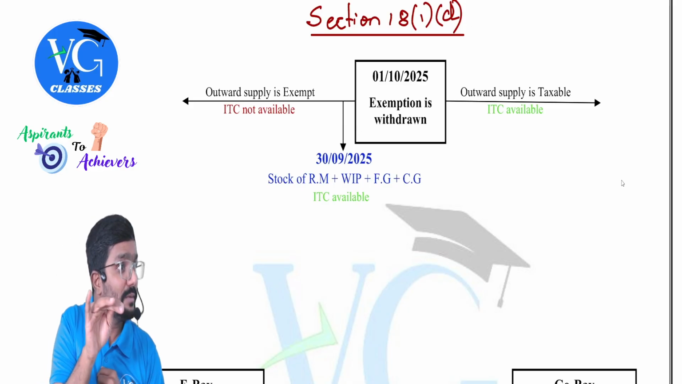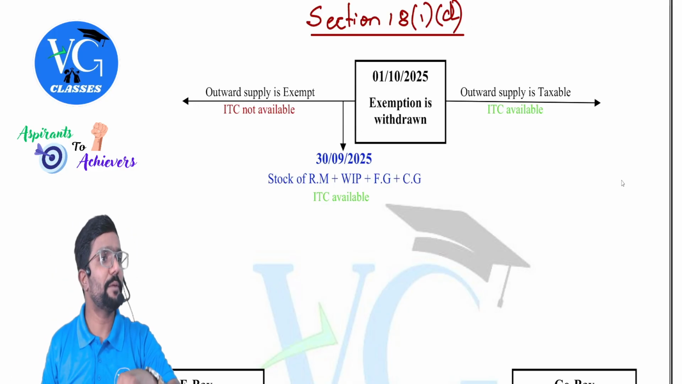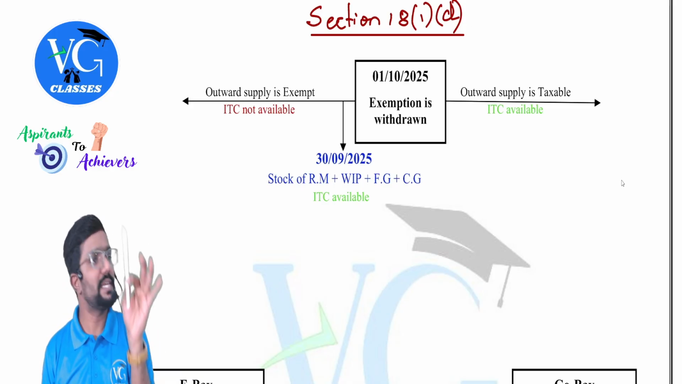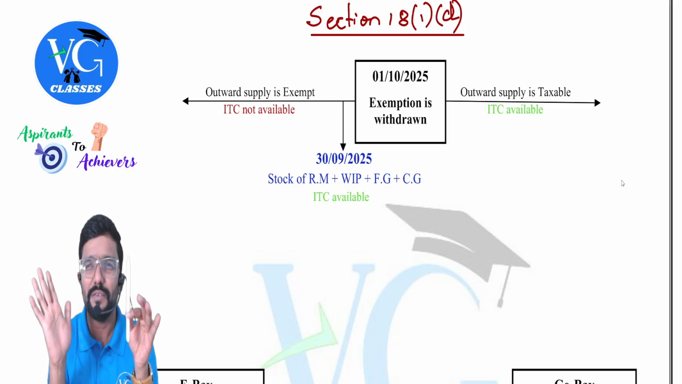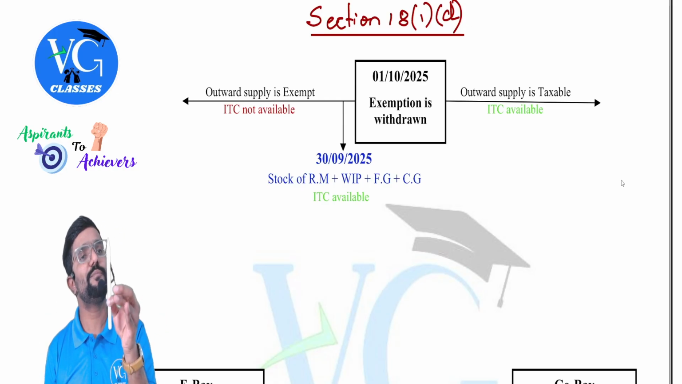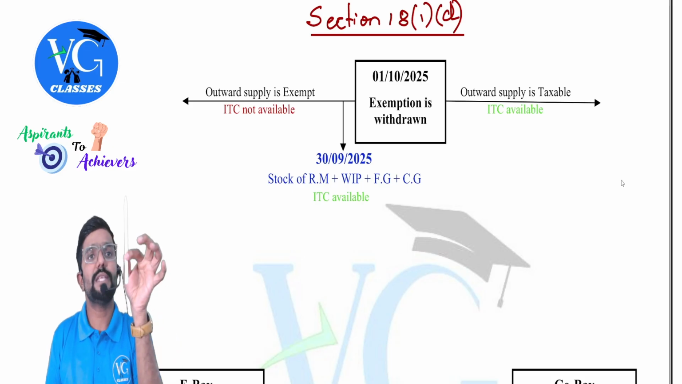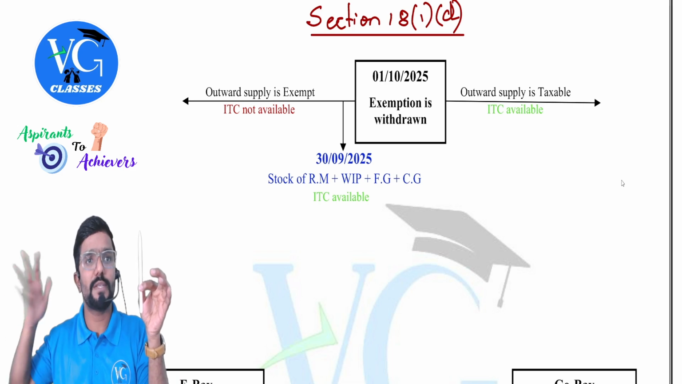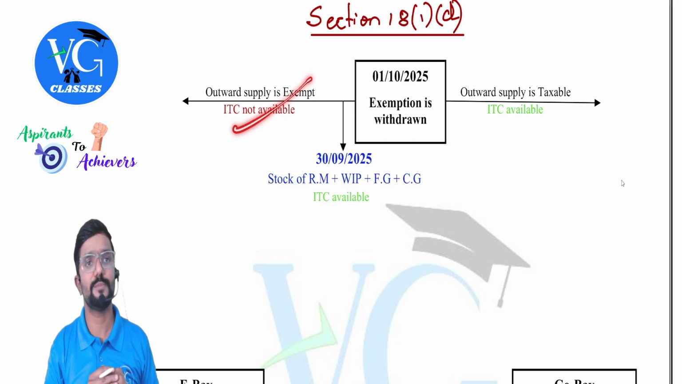But now assume, guys, on 1st October, government withdrew the exemption. They didn't add a new exemption. For example, take pen. I was supplying pen. Supply of pen was exempt. It is actually not exempt, I am just giving an example. So I supply pen, my outward supply is exempt. Can I claim credit on my inward supply? No, sir. We understood this part.